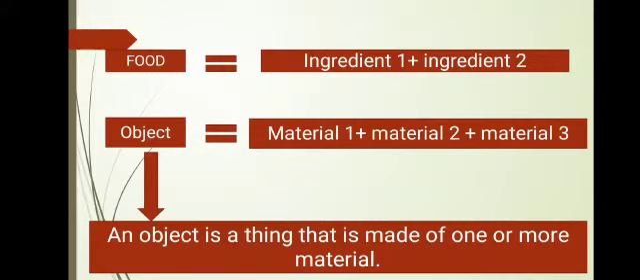If we want to make food, we need many ingredients, like ingredient 1, ingredient 2 and so many more. And an object is made up of material of one type, or a second type, or a third type. So we can say that an object is a thing that is made of one or more materials.